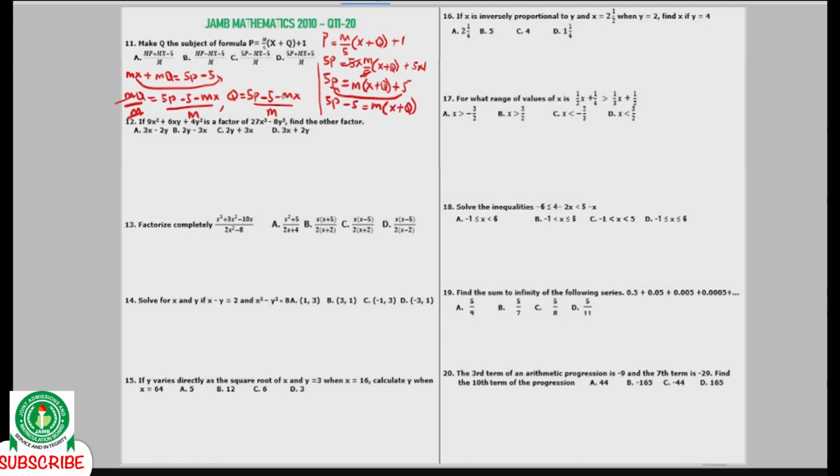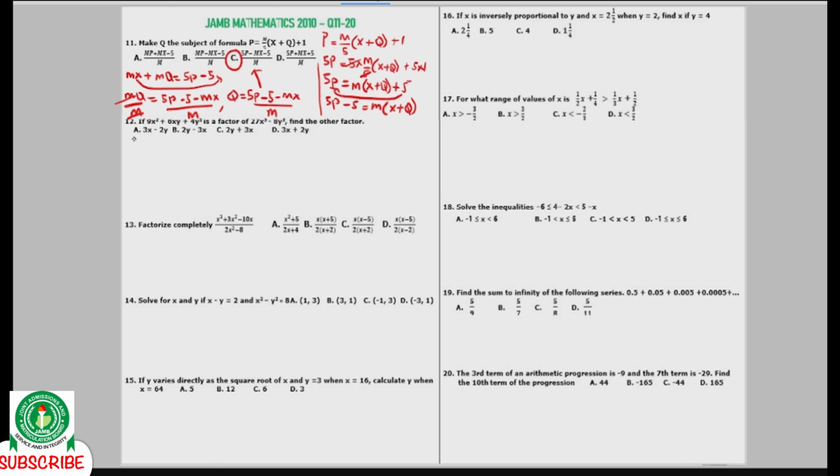So you can easily rearrange this expression to give you this. The arrangement here does not matter. You can easily say 5p minus mx minus 5 all over M. So the option here is option C. Just rearrange it, making your 5p come first, next to minus mx, then minus 5 all over M. So we have option C. So that's that about making something the subject of the formula.